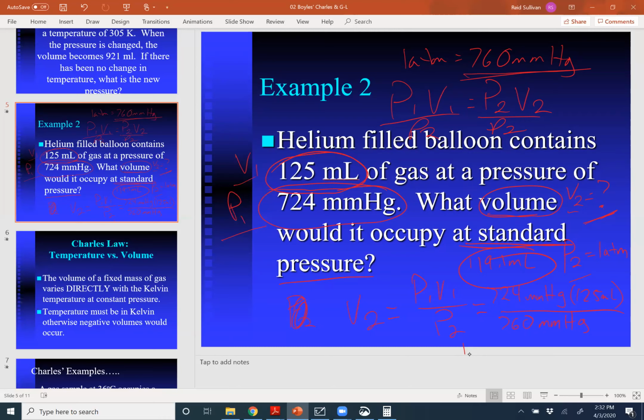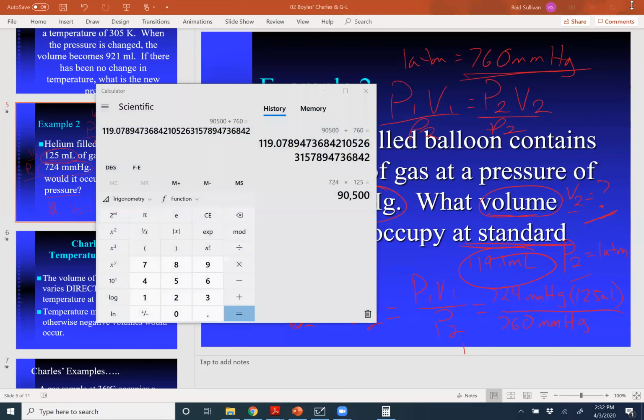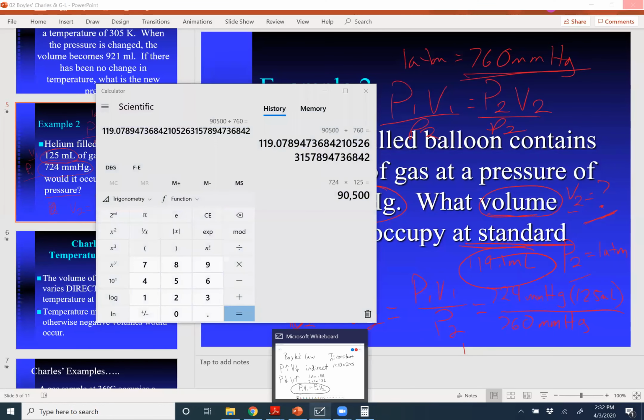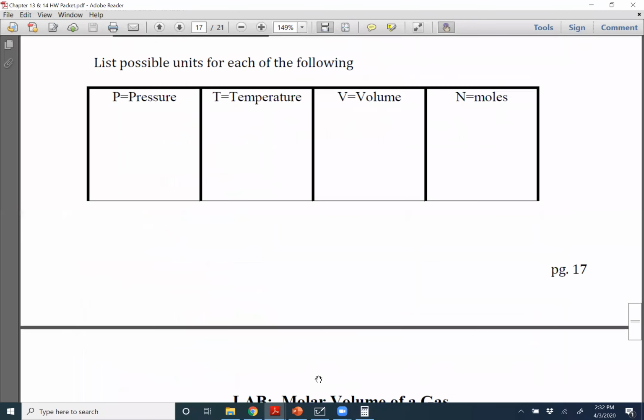Stacy says, where did I get 760? Remember, let's get rid of this. All the pressures, this is what you should have written down on this page if you don't have it written down.